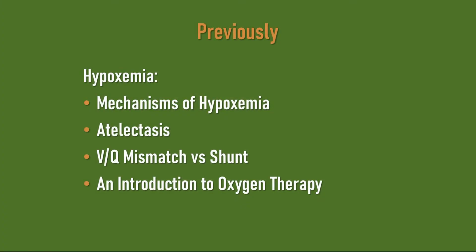Previously, we discussed the mechanisms of hypoxemia, and I discussed the three different causes of atelectasis: compression atelectasis, obstructive atelectasis, and absorption atelectasis. Then we went on to discuss ventilation perfusion mismatch and shunt, and how these are the mechanisms behind hypoxemia. At the end of that tutorial, I introduced oxygen therapy and discussed hyperoxia.